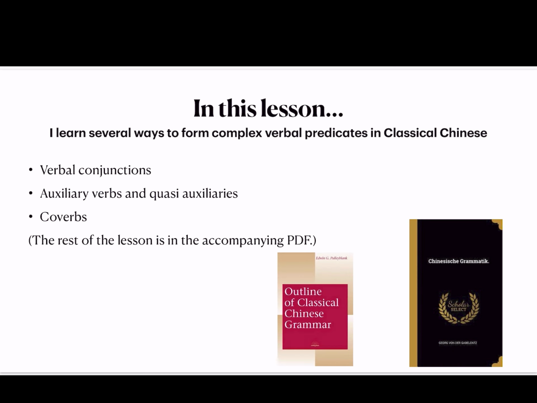In this lesson, I will be learning several ways to form complex verbal predicates in classical Chinese. They can be formed by verbal conjunctions, auxiliary verbs, and quasi-auxiliaries, as well as co-verbs. The rest of the lesson is in the accompanying PDF, the link to which can be found in the description area under this video. This lesson corresponds to Chapter 5 in Pulleyblank's textbook. And as usual, I have also added stuff from Galeben's textbook.